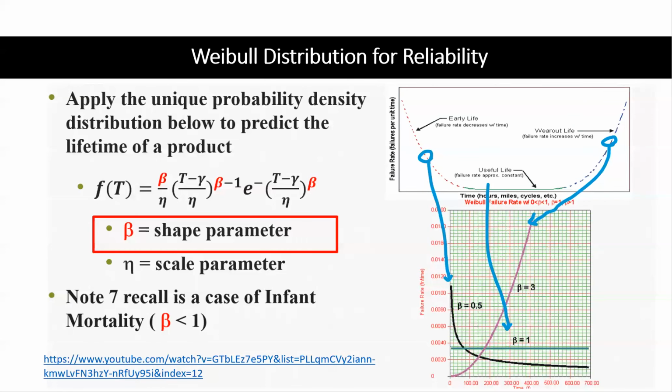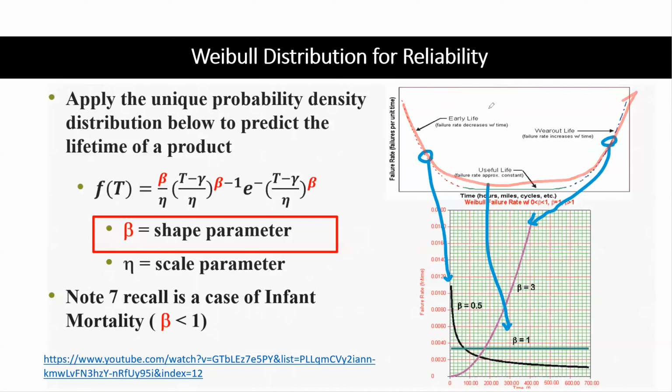Here I go a little bit deeper into the Weibull distribution for reliability. A Weibull distribution has a unique probability density distribution. It's predicting the lifetime of a product. It is very funky but elegant, with the distribution functions, shape factor and scale factor. Shape factor is the most important one. And here is the lifetime of a product.